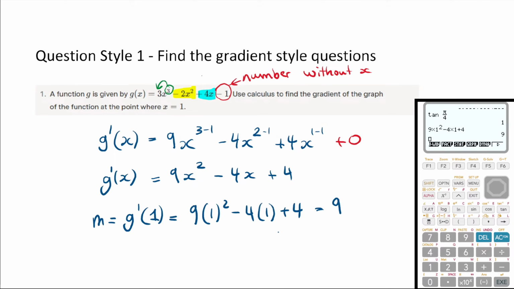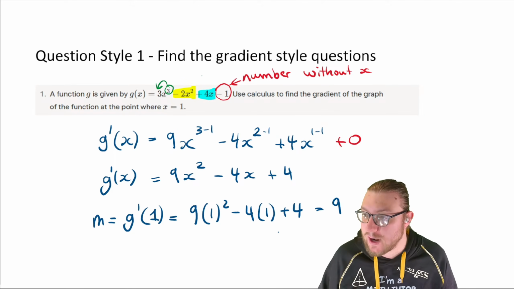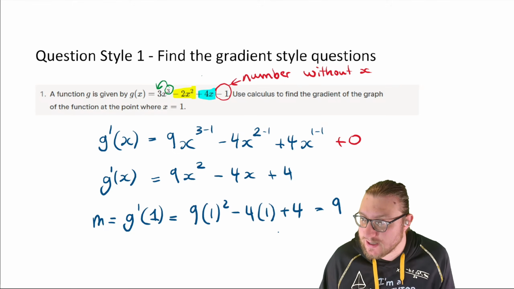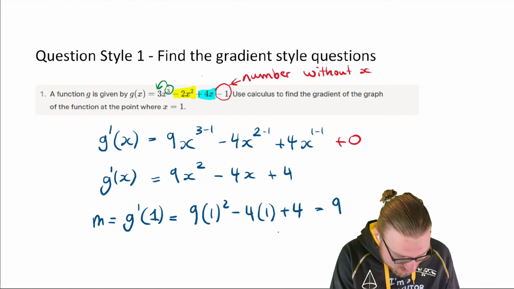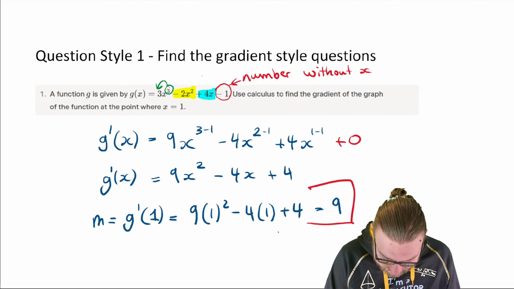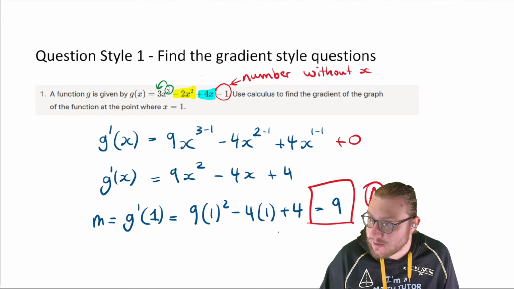So what does that mean? That means that the gradient now at the point x is 1 is equal to 9. And that is everything you guys need to do. This is the final answer to get an achieved mark over here.